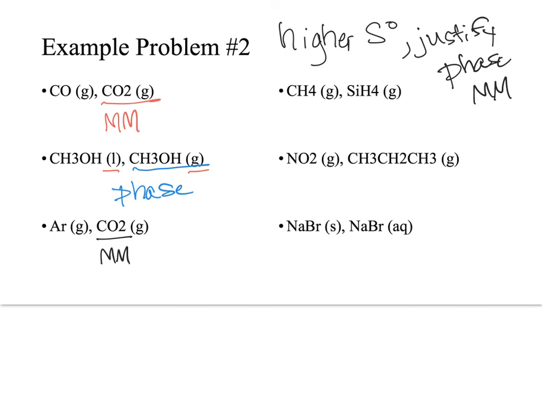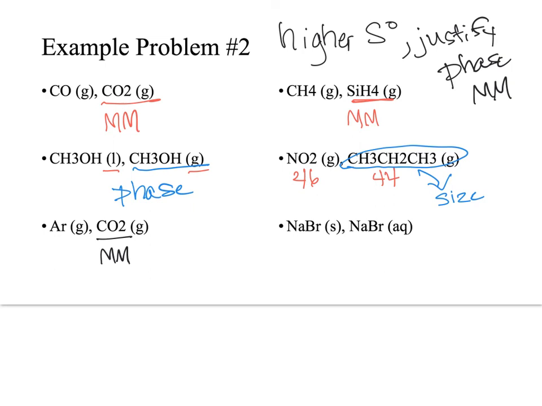Right up at the top of the second column, we have methane, CH4, and silicon tetrahydride, SiH4. Silicon is heavier, so this one, by virtue of molar mass, would have the higher entropy. Looking at the next one, they're really similar in molar mass. I think this one is 46 and this one is 44, just off the top of my head. And so from a molar mass perspective, they're not clearly different. They're both in the gas phase. But this one is much larger in size and complexity. So the CH3, CH2, CH3, which is propane, would have the higher entropy.